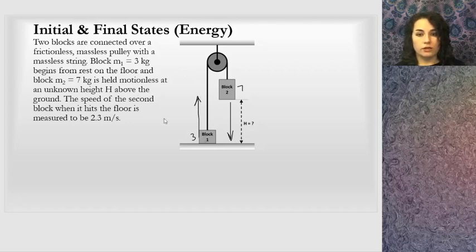So I'm looking at initials and finals. For the initial state, I'll have V1 initial and V2 initial. I need to designate my system of objects, right? We have a system of objects. So there's the initial, and you'll see later when we work on this problem in another lecture, here's the final state.